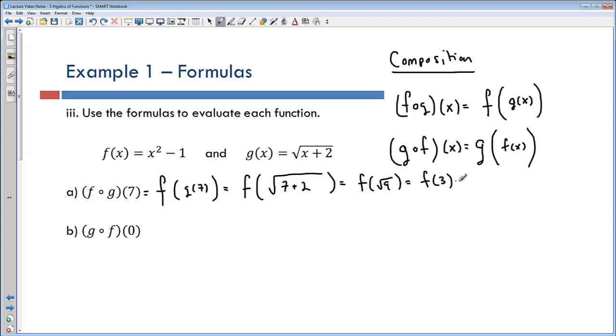And now I'm going to do what f says finally. So f of 3, well, here's f. The rule is whatever it is, you're going to square it and take away 1. So if you have 3 there, I'm going to square 3 and take away 1. And so I get 9 minus 1, which is 8.